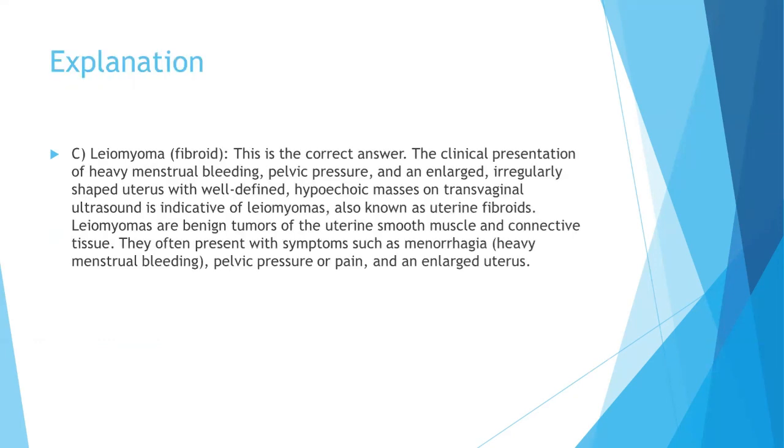So fibroid: the clinical presentation of heavy menstrual bleeding, pelvic pressure, and an enlarged, irregularly shaped uterus with well-defined hypoechoic masses on transvaginal ultrasound is indicative of leiomyomas, also known as uterine fibroids. Leiomyomas are benign tumors of the uterus with muscle and connective tissue, and they often present with symptoms such as menorrhagia, pelvic pressure or pain, and an enlarged uterus.